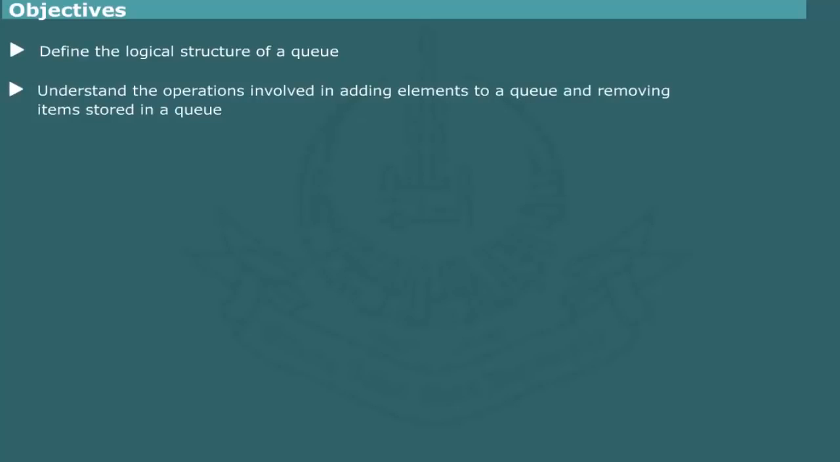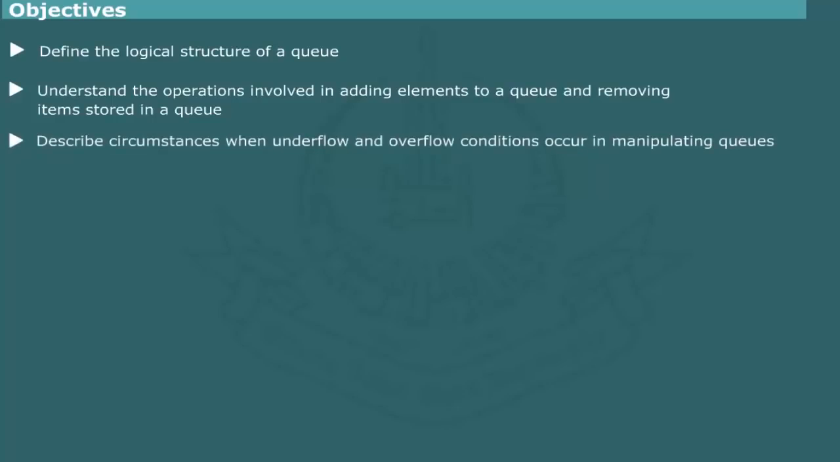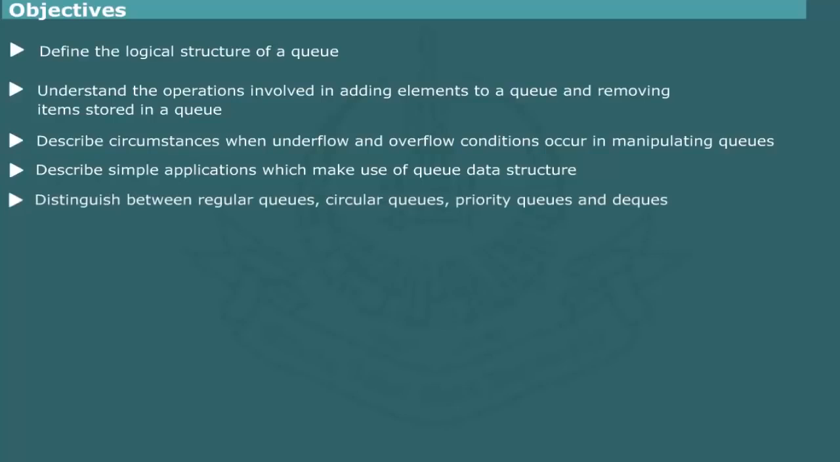Objectives. After studying this unit, you should be able to define the logical structure of a queue, understand the operations involved in adding elements to a queue and removing items stored in a queue. Describe circumstances when underflow and overflow conditions occur in manipulating queues. Describe simple applications which make use of queue data structure. Distinguish between regular queues, circular queues, priority queues, and dequeues.